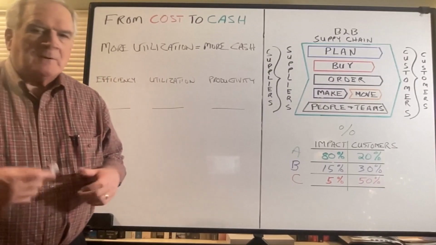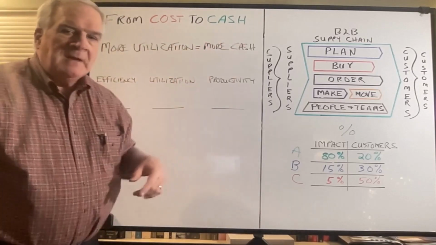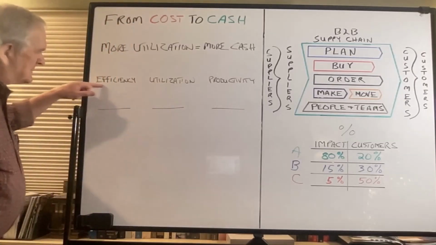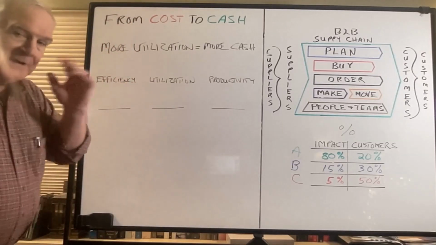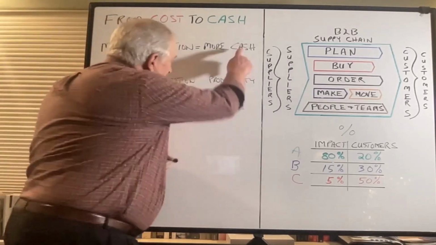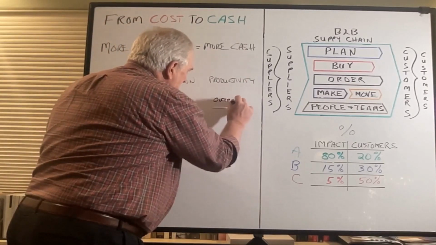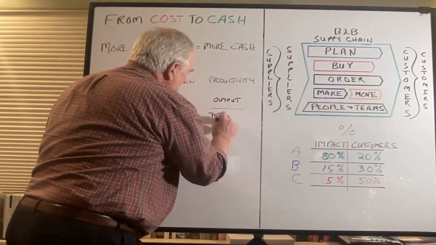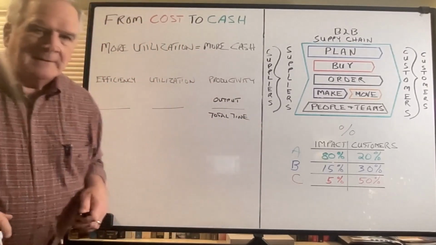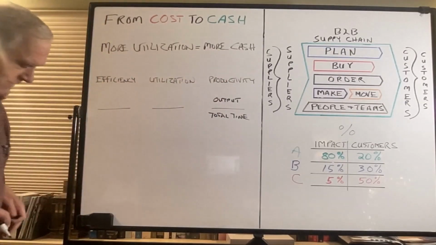Hello. Today we're going to talk about the importance of utilization in generating more cash. And this is a subject that often gets overlooked because we're all focused on efficiency, and particularly in the manufacturing operations. But what actually pays off for us and generates cash is productivity, which is output divided by the total time it takes to produce something. So that's productivity, and that's what generates the cash at the end of the process.